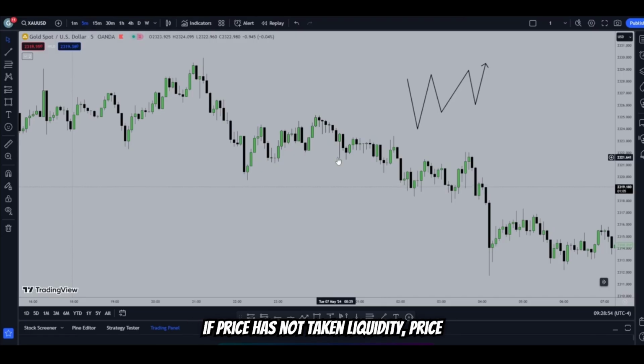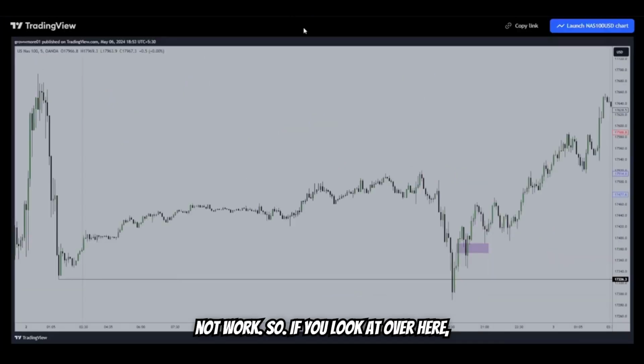And if price has not taken liquidity, if price has not done the liquidity sweep, then your fair value gap and order block will not work. So if you look at this example, why did this fair value gap work? This fair value gap worked because price took the low of the previous day's afternoon session. The price went down and took the low of the afternoon session. So that's why this fair value gap worked over here.